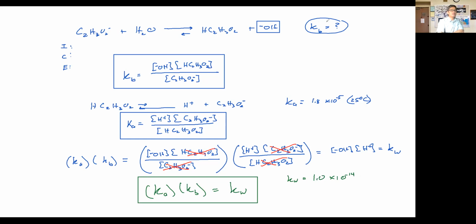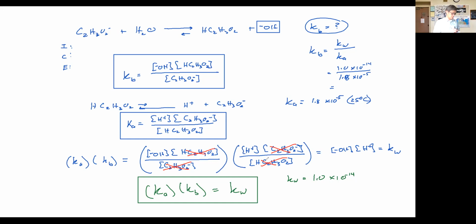So in order to find the Kb up here, we would take the Kw, which is 1 times 10 to the minus 14, and divide it by the Ka for acetic acid, 1.8 times 10 to the minus 5. Let me put that into my calculator really quickly. And then we will get the Kb for this process right here, because this is always going to be true.